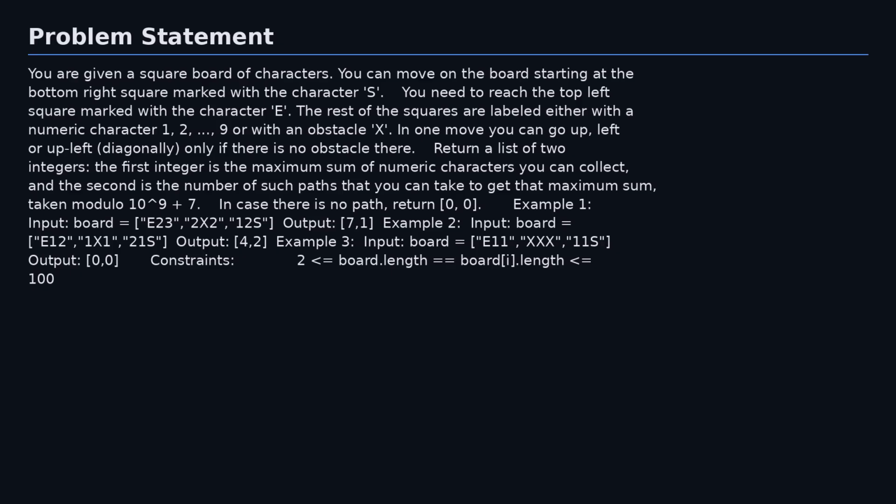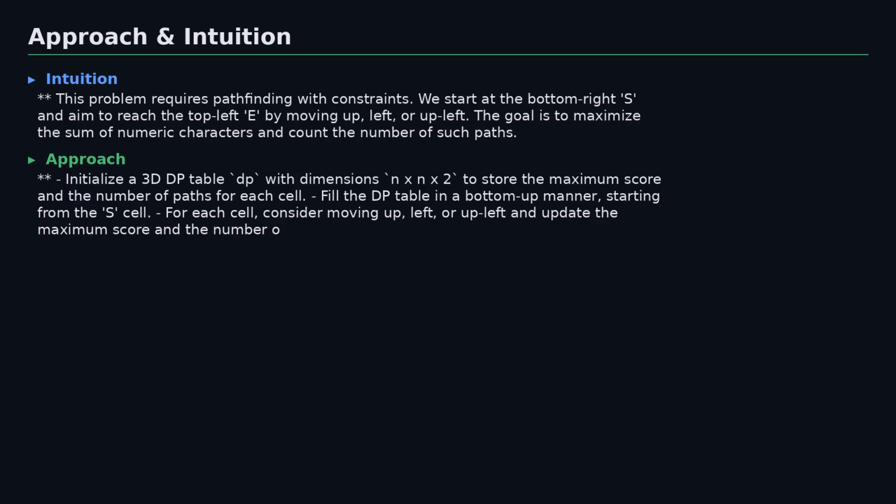Well, imagine you're trying to get from the bottom right corner of a maze to the top left corner, and you want to collect as many coins as possible along the way. The coins are represented by the numeric values in the grid. You can move up, left, or diagonally up left, but you need to avoid obstacles, which are represented by the letter X. This problem is all about finding the optimal path that maximizes the number of coins we collect while navigating through the maze. The key intuition here is that we can use dynamic programming to build up a solution by breaking down the problem into smaller subproblems and solving each one only once.